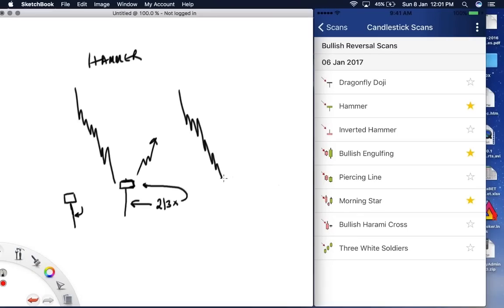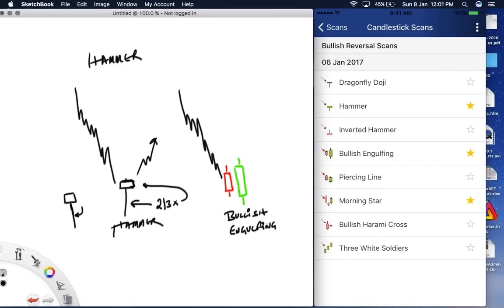This one is called a hammer and this one is called a bullish engulfing. Now these two are not the only patterns under candlestick analysis. There is a long list of bullish as well as bearish patterns, and there's a list of continuation patterns as well. So we have tried to show you the bullish scans, the continuation, the reversals, the bearish and the bearish continuation and reversal as well, and then the neutral, which is the doji. I'll come to that at the end. Let's go back to the bullish reversal scans.